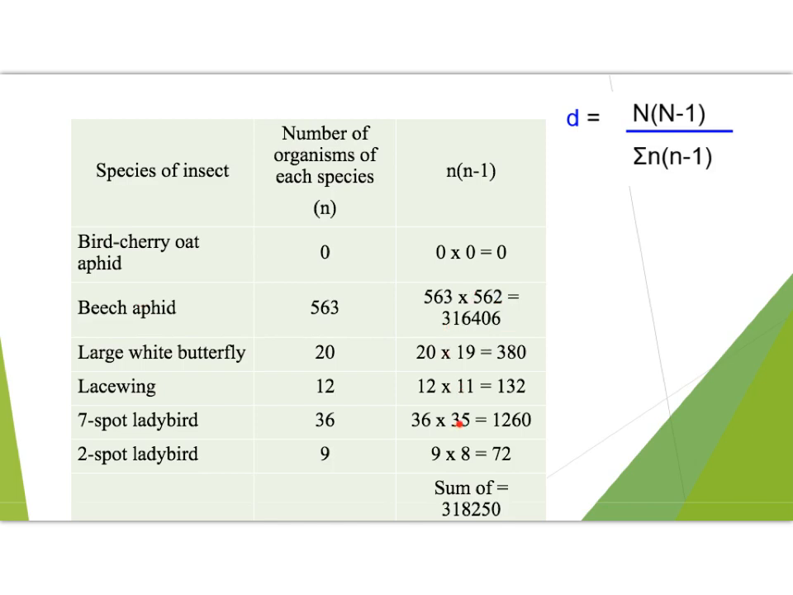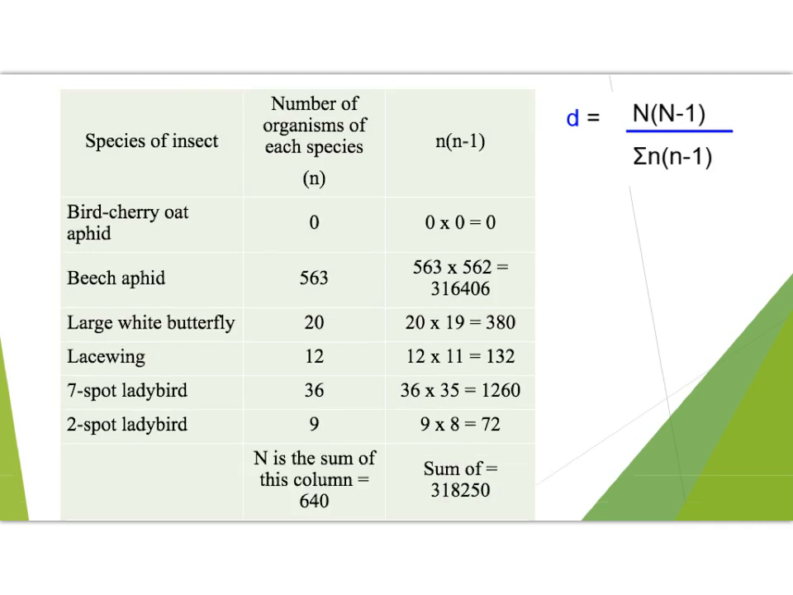And you do that for each of those. And look at what we've got here. It's actually the sum of little n times little n minus 1. So you just add up that column. In this case, it comes to 318,250. So we've got the first part of the equation, which is what goes underneath the divide. We then need the top, big N times big N minus 1.